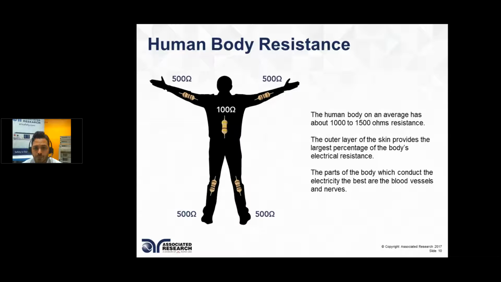The outer layer of the skin provides the largest percentage of the body's electrical resistance, right? Our skin is our insulator, right? Ideally, our skin can stop low voltage current from penetrating. But once that skin is punctured, there's not much resistance to that current flowing through us. The parts of the body which conduct electricity the best are blood vessels and nerves, right? Our nervous system, which makes sense. So let's think about that, right?